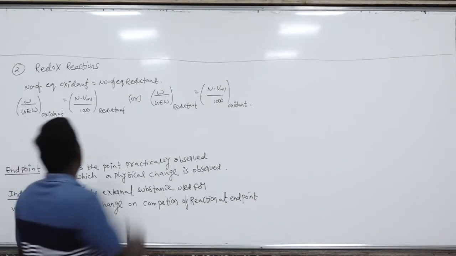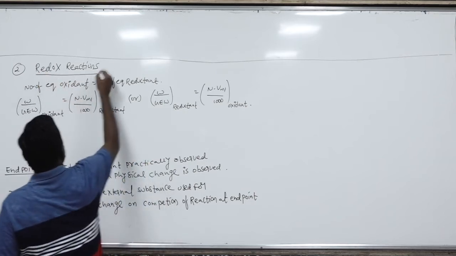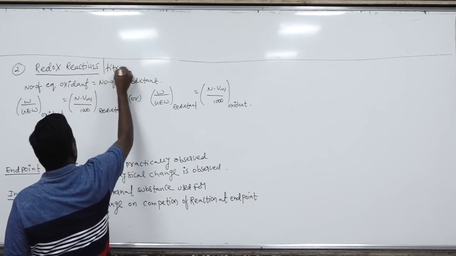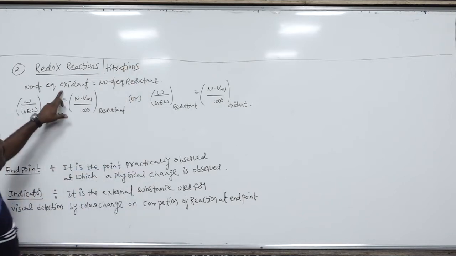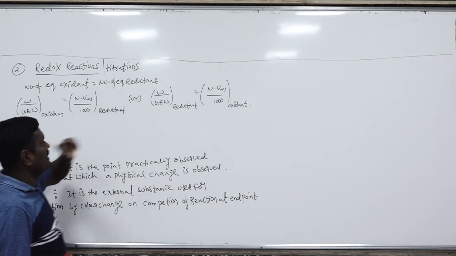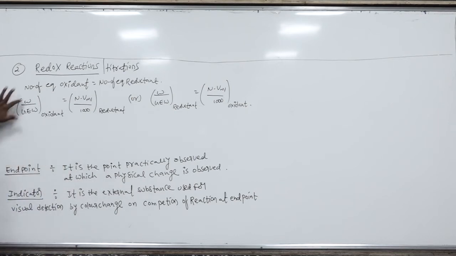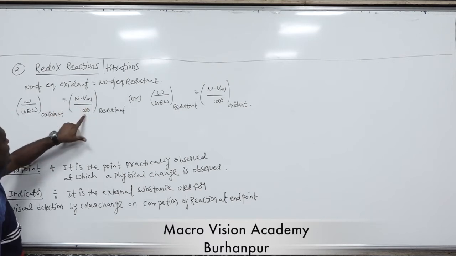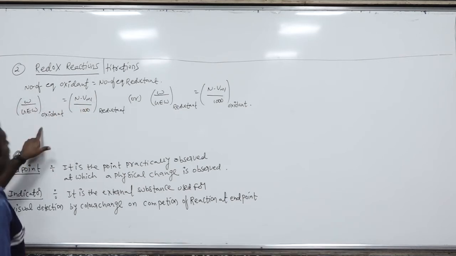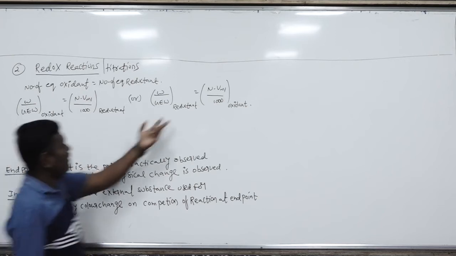Now, in case of redox titrations, redox reactions, the number of equivalents of oxidant will be equal to the number of equivalents of reductant. Number of equivalents is given mass upon equivalent mass, or normality into volume in ml by 1000. Suppose this is the oxidant information, this is the reductant information, or vice versa.